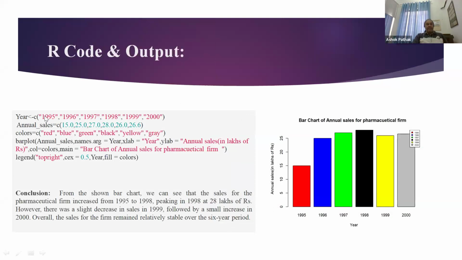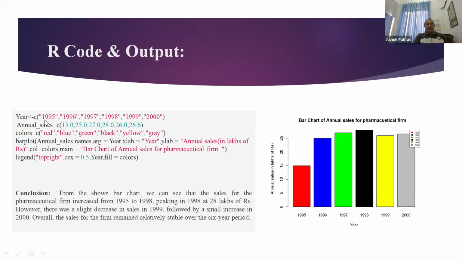Just to see, this is the character in the year. So we have to plot on the x-axis: 95, 96, 97, 98, 99, and this one. And annual sales is just a combination of these values: 15, 25, this one. Okay, so this is our year, this is our annual sales.